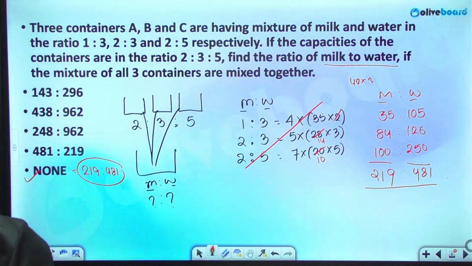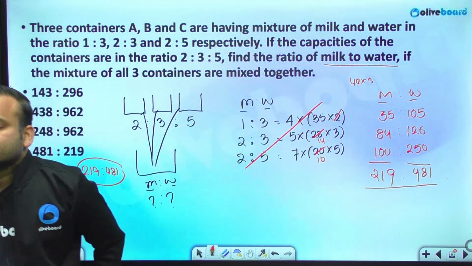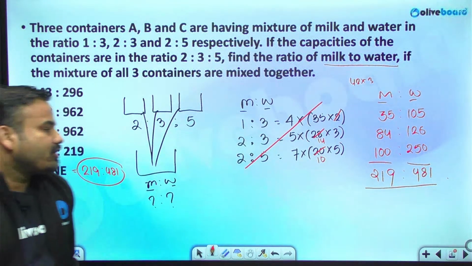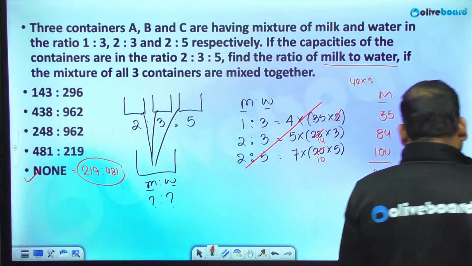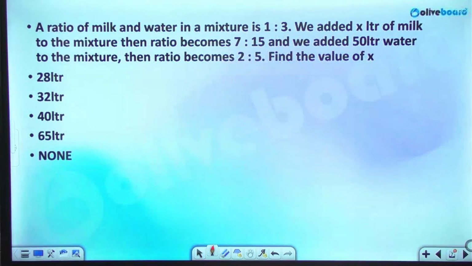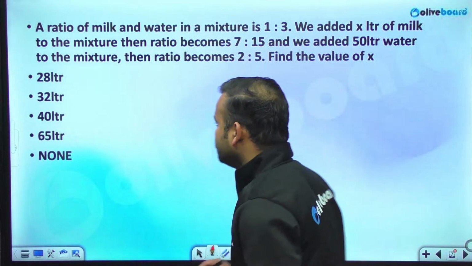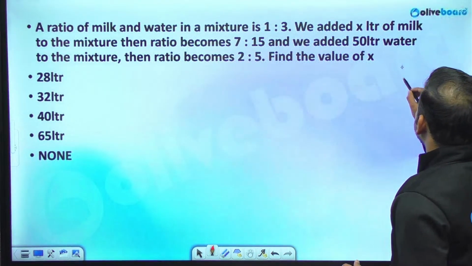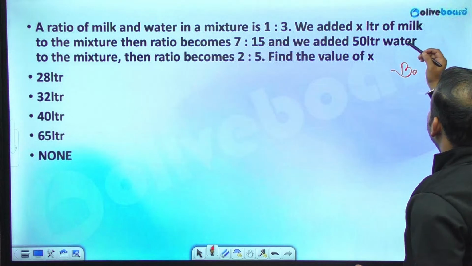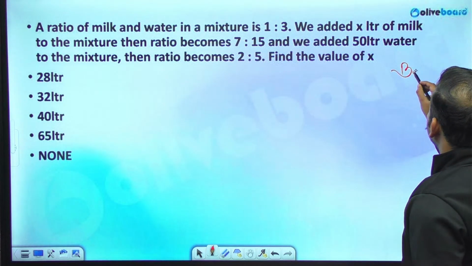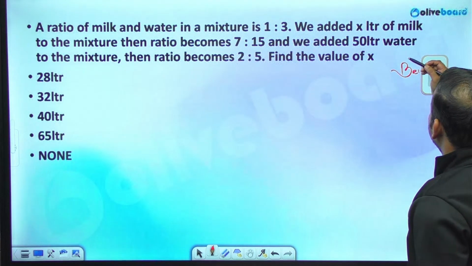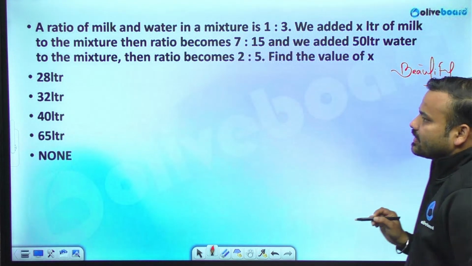Clear? So the desired ratio of milk and water will be in the ratio of 219 and 481. Wow, beautiful question. It's a very beautiful question. So we will be having a very different approach of solving it.